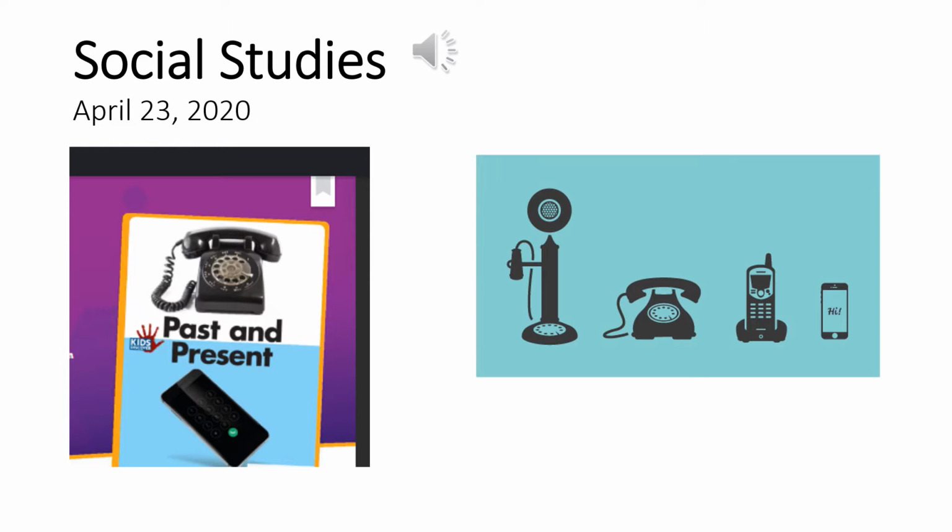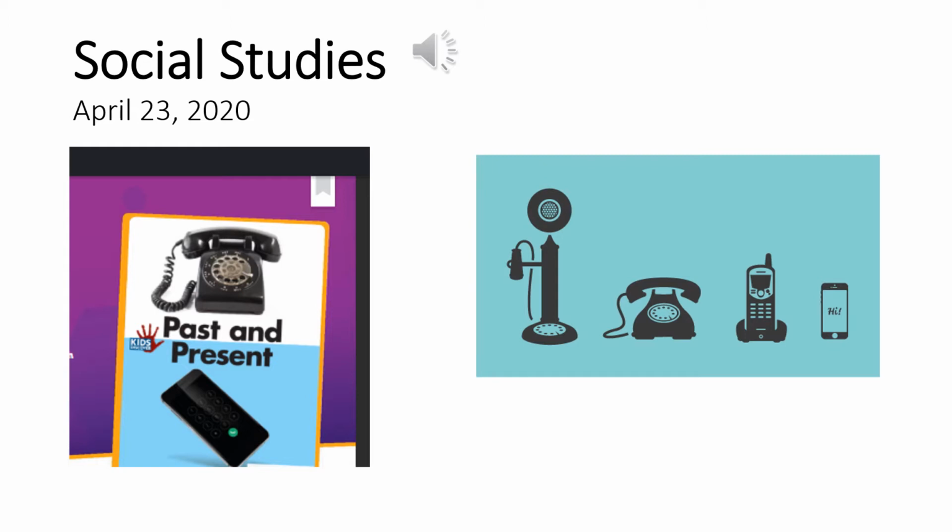If you take a look at the front of your social studies magazine, you'll see a picture of two telephones. The phone on the top is an old phone. You may not even have ever seen one that looks like that. And there's one on the bottom, which is a cell phone. That's probably the only type of phone that you've ever had the chance to see.